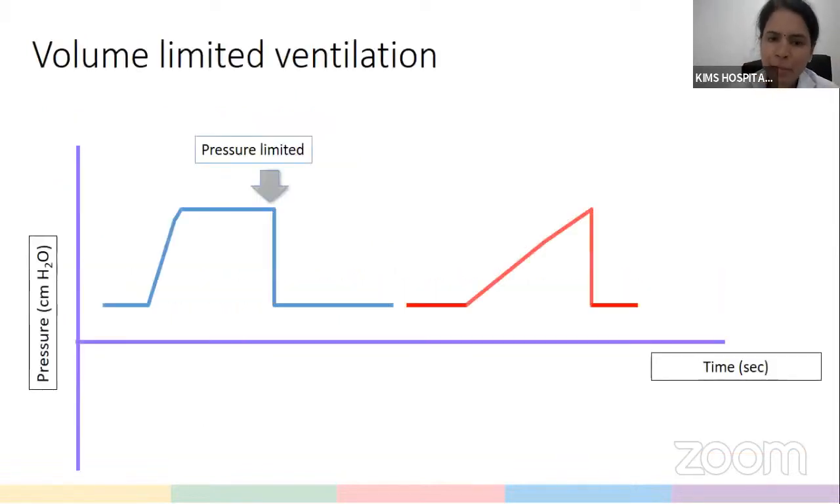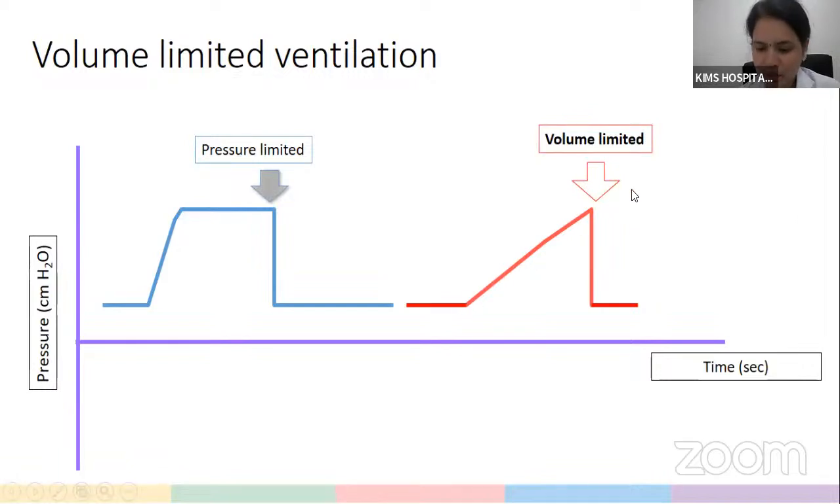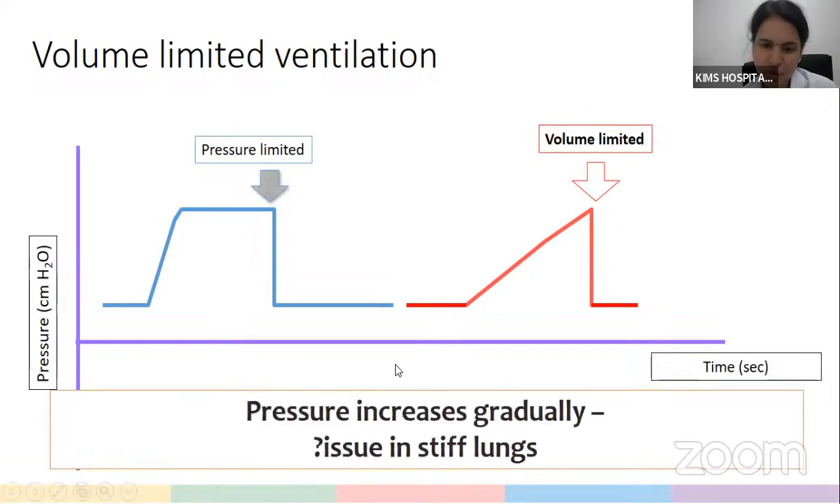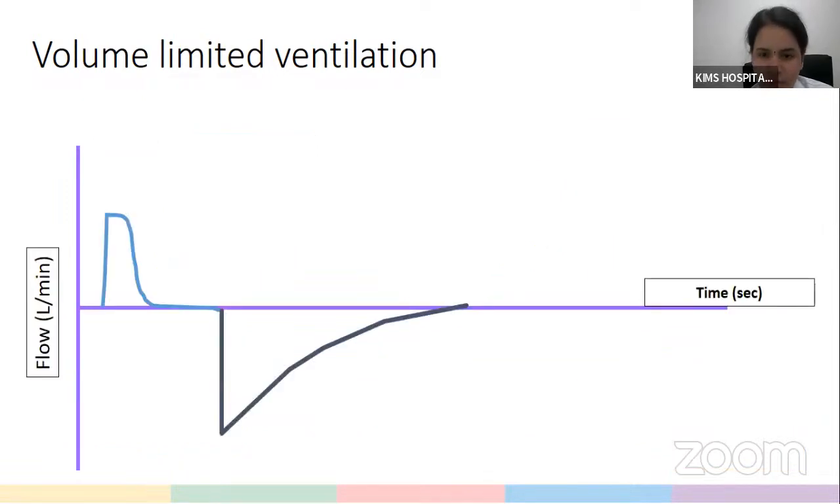But if we completely move to the traditional volume limited ventilation, like what is done in adult ventilation, the problem is that this can result in, if you look at the pressure scalar, a very slow increase to the peak pressure when compared to the pressure limited mode of ventilation, where peak pressure is immediately achieved. So this can be an issue with a stiff lung when we are using the traditional volume limited ventilation. The rise of peak pressure can come very slowly.